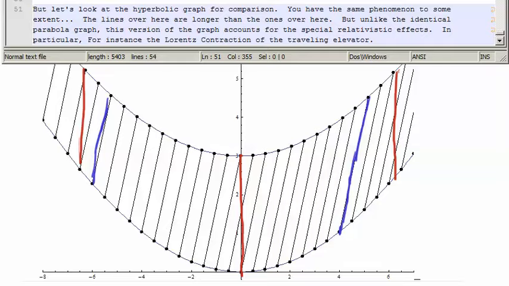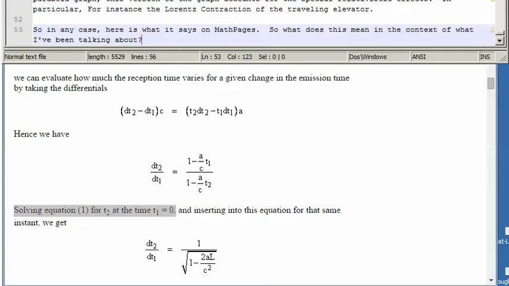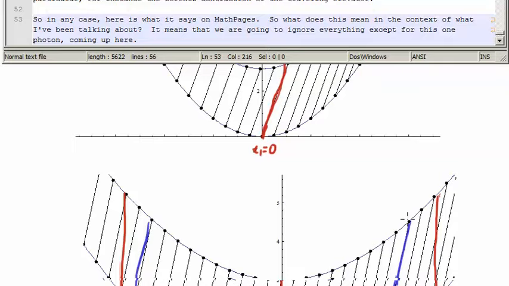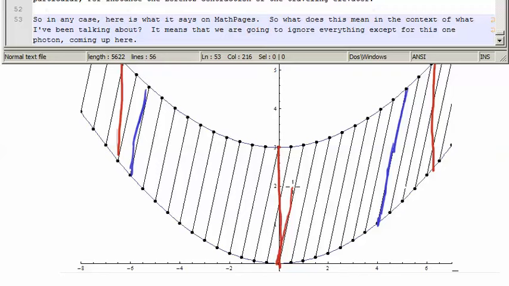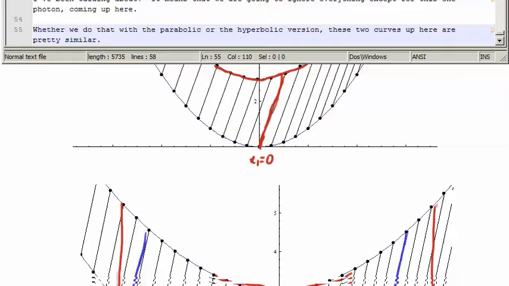So in any case, here's what it says on mathpages. Solving equation 1 for t2 at time t1 equals 0, and inserting that equation into the equation for that same instant. So what does this mean in the context of what I've been talking about? It means that we're going to ignore everything except for maybe this one photon here. If we set t1 equals 0, then we're dealing with the photon that emits from the bottom of the elevator at the point in time exactly where the elevator comes to a stop. Whether we do that with the parabolic or the hyperbolic version of things, these two curves up at the top are pretty similar in that region, whether you do the parabolic approximation or the hyperbolic approximation.